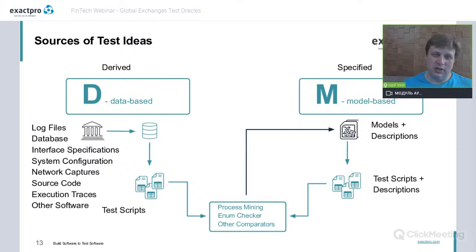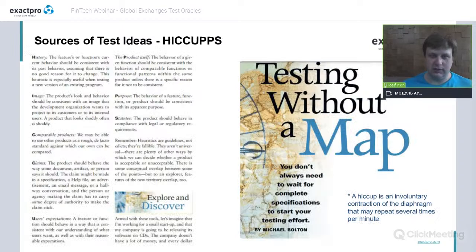Derived test oracles take information from sources other than specifications, but that are also defined. They can take information from other programs, from previous versions. They can take ideas from the traffic that is captured, etc. So derived and specified test oracles do have some intersections.